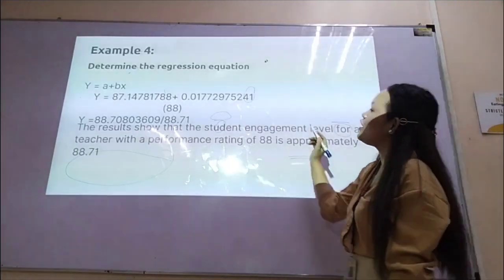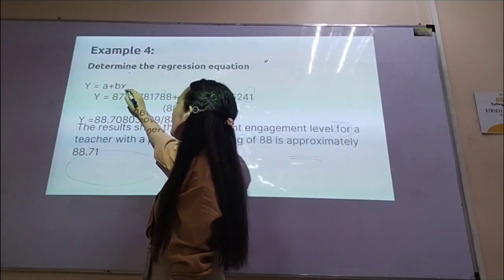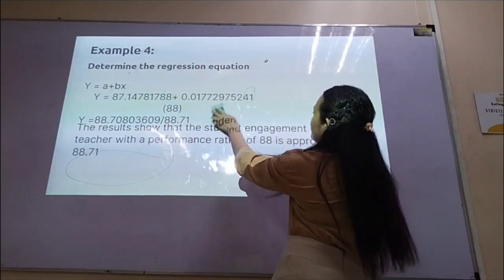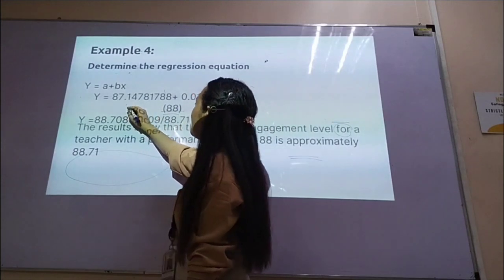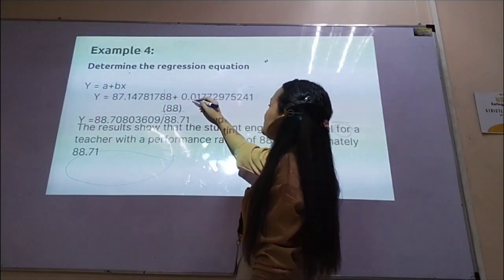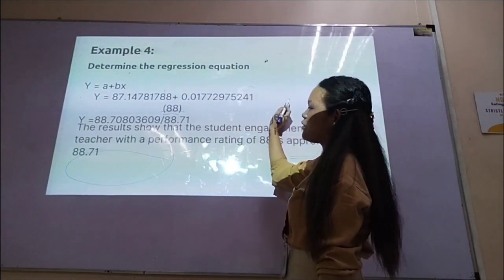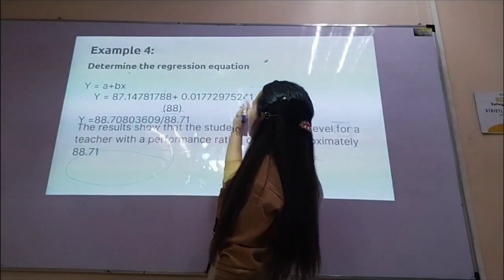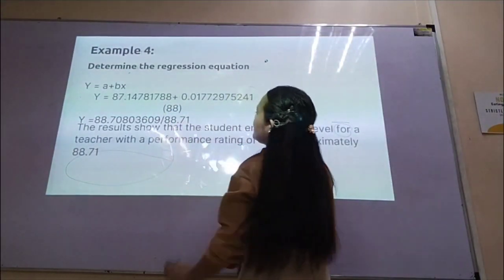Now we're going to use the formula for the linear regression analysis. Example number 4, this is our answer. Y is equal to a plus b multiplied to x. X, as I have said earlier, is a constant, which is 88. So y is 87.14781788 plus 0.01772975241, which is our slope, and then multiplied to our x, which is our constant variable.